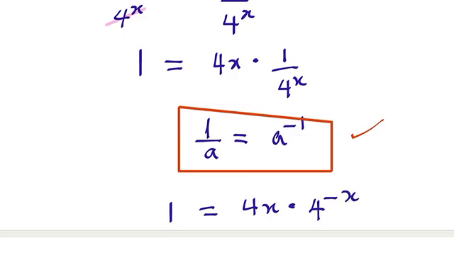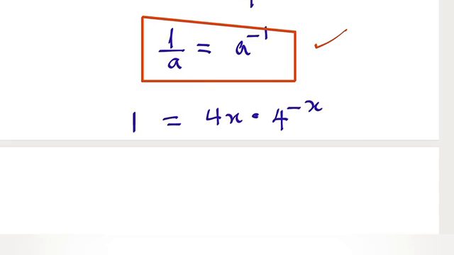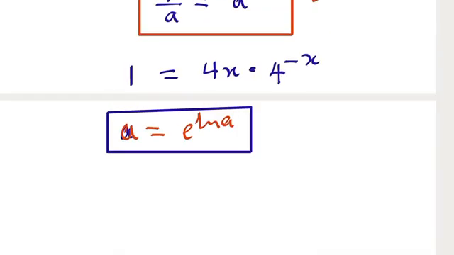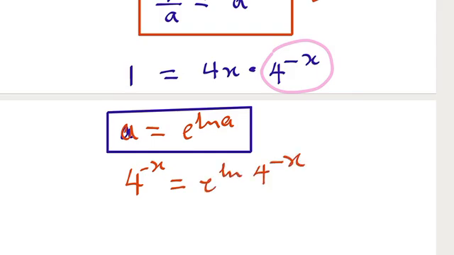Now the next thing we are going to do is relate this to when you have something like a equals e to the power of ln of a. You know that e and ln, the natural log, are inverse to each other. So I want you to keep this, and that's what we use. Anywhere we see 4 to the power of minus x, we can rewrite it as e to the power of ln of 4 to the power of minus x. Are you following?